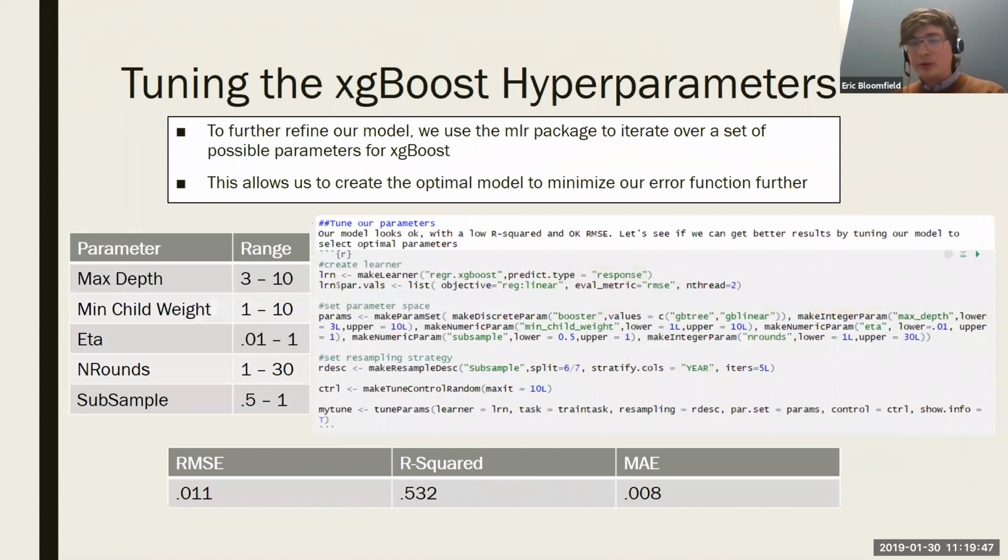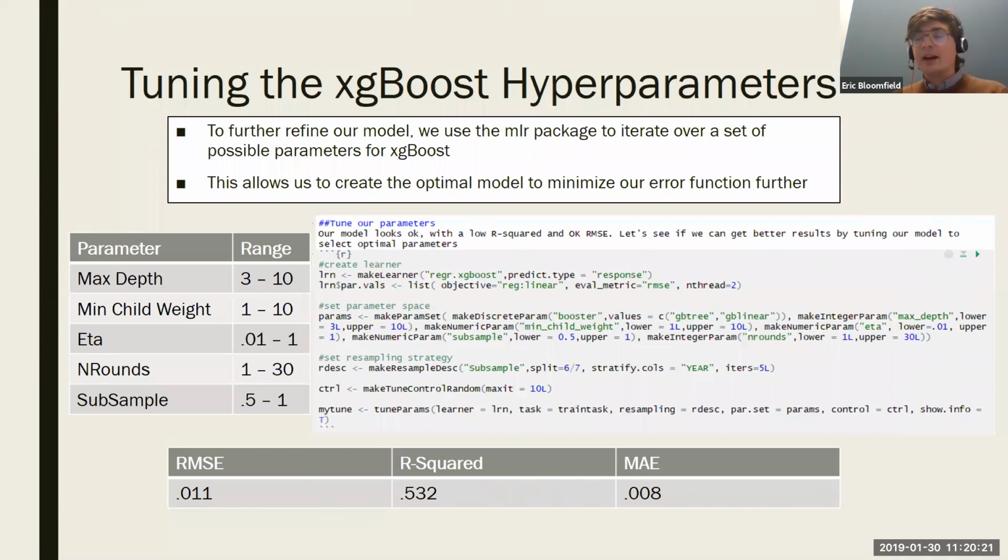The final round of working with this machine learning algorithm was to tune our hyperparameters, which I discussed on the last slide. Using our MLR package, we can iterate over a set of possible parameters for XGBoost and find the final model that minimizes our error function the most. On the left, there's a table that shows the different range of parameters that I iterated over to minimize my root mean squared error: max depth, child weight, eta, number of rounds, and subsample.